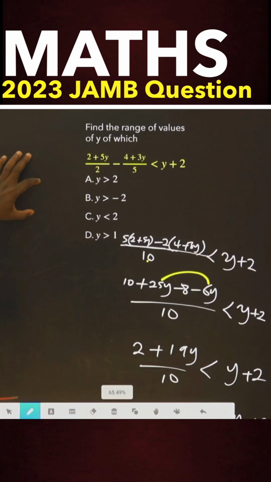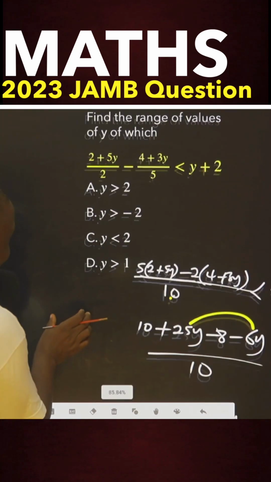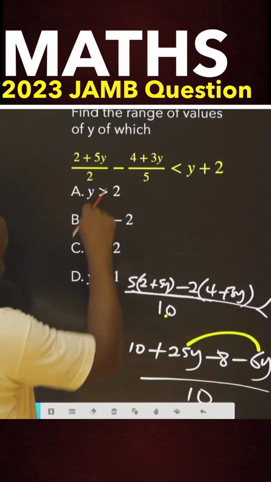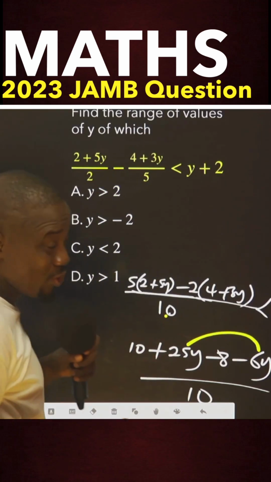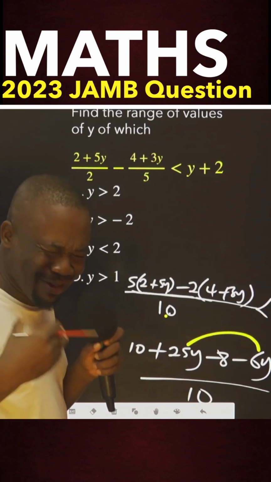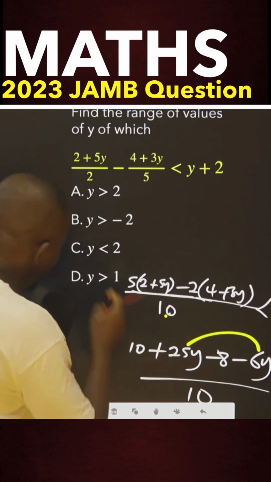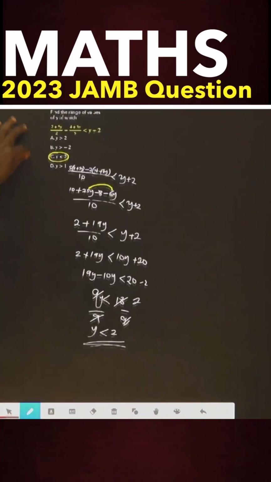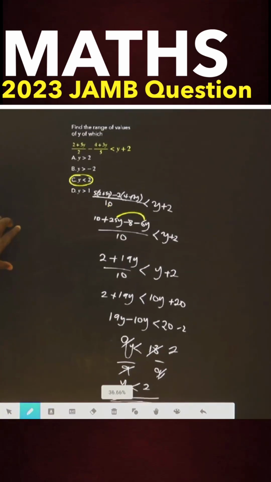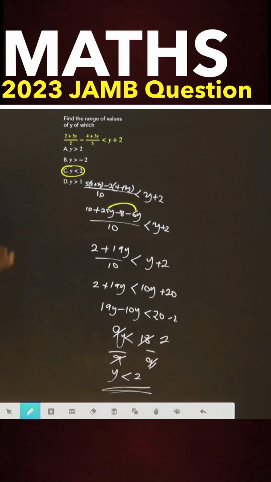See? The person that said it, I know you're going to say he's not sure of what he's doing. You already miss it. Before you know, you say, I got it right now. It's the witches in my village that are after me. No. This is the answer. C is the answer. y is less than 2.